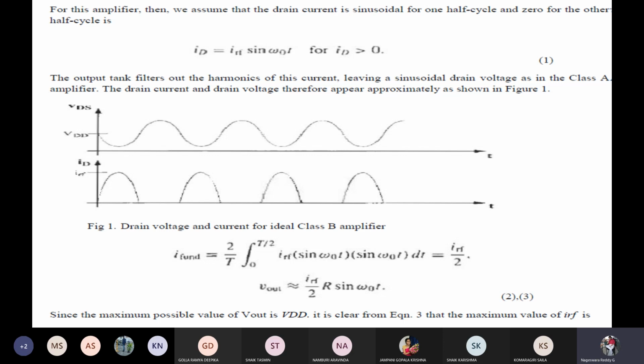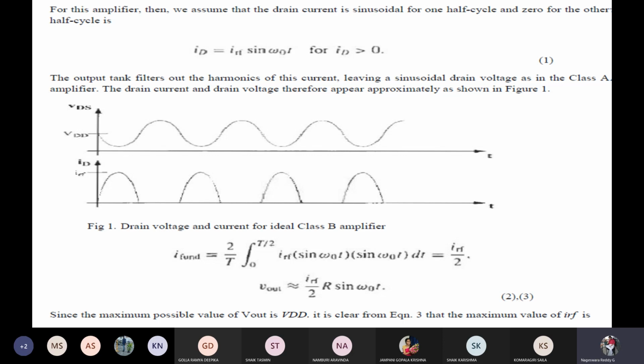The output tank filters the harmonics of this current, leaving a sinusoidal drain voltage as in the case of the class A amplifier. So the drain current of the class B amplifier is ID equal to IRF sin omega naught t for ID greater than 0. That is equation 1.